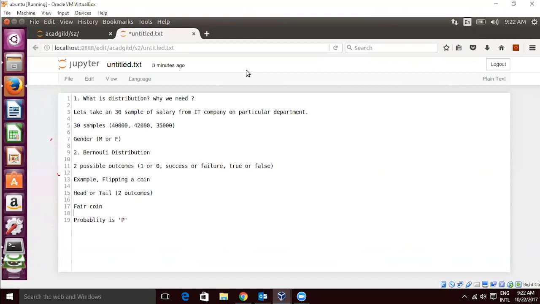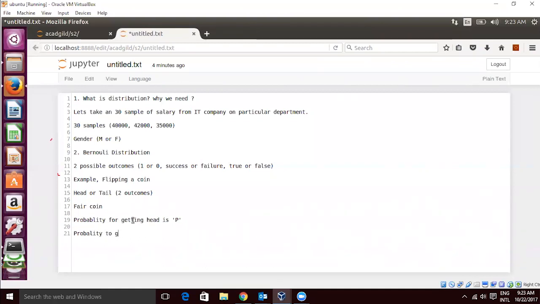This is very important, so just understand each and everything. Let's come again. We take the Bernoulli distribution. As I said, the Bernoulli distribution has two possible outcomes. The outcomes could be 1 or 0, a success or failure, true or false. We take a coin flipping example: we flip a coin, and either we get a head or a tail, basically two outcomes. We took a fair coin, and the probability for getting head is P.